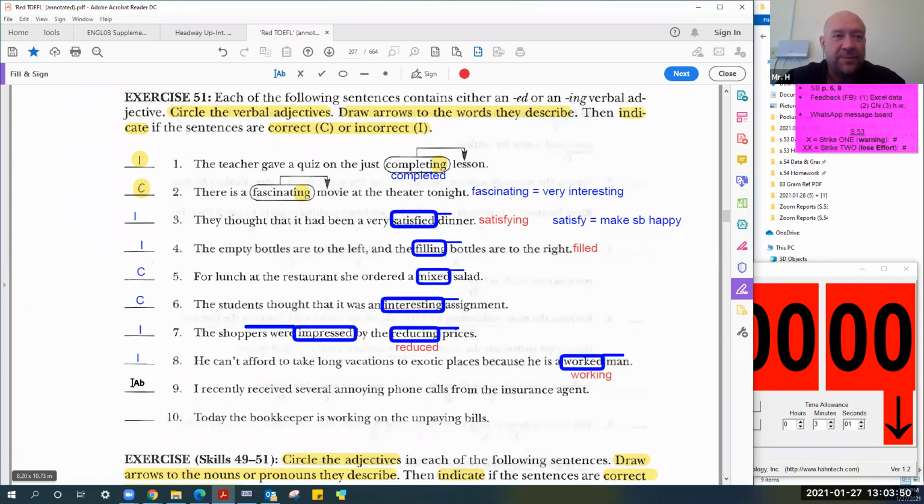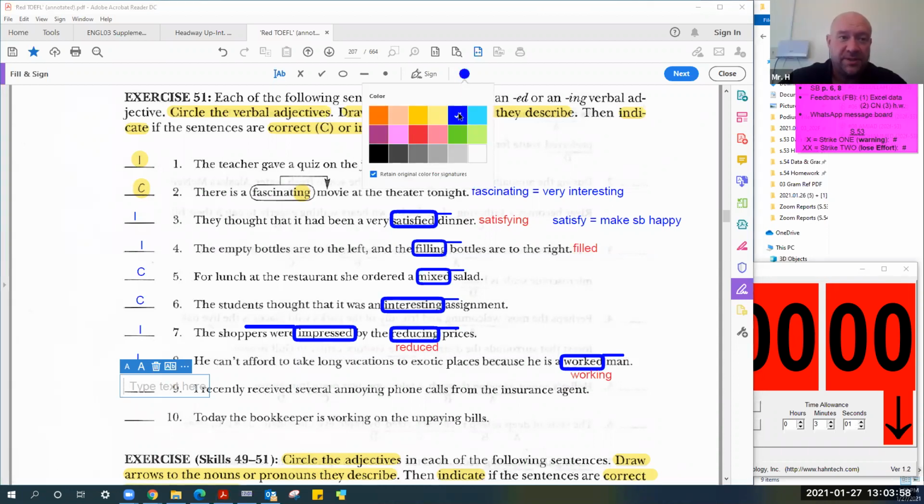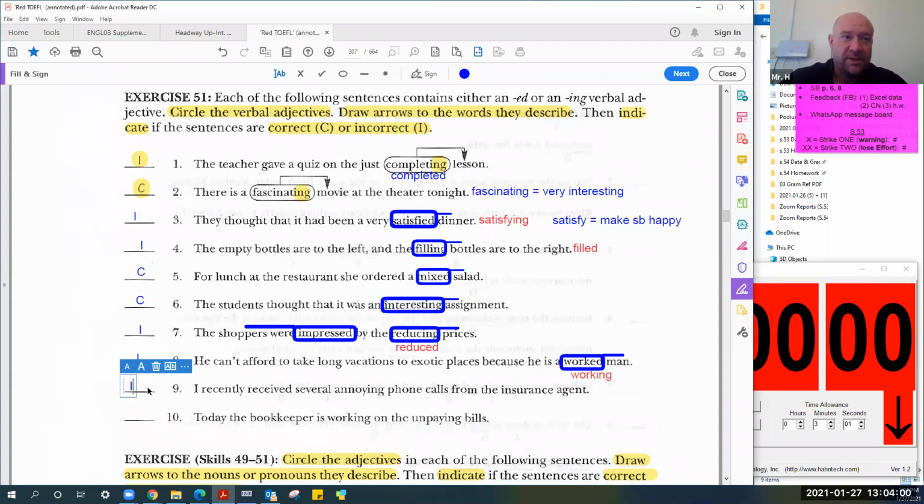All right, Mustafa, number 9. What do you think? Incorrect. Why is this incorrect? What's the reason? Because a noun, phone. Okay. Annoying. Do you guys know that word?